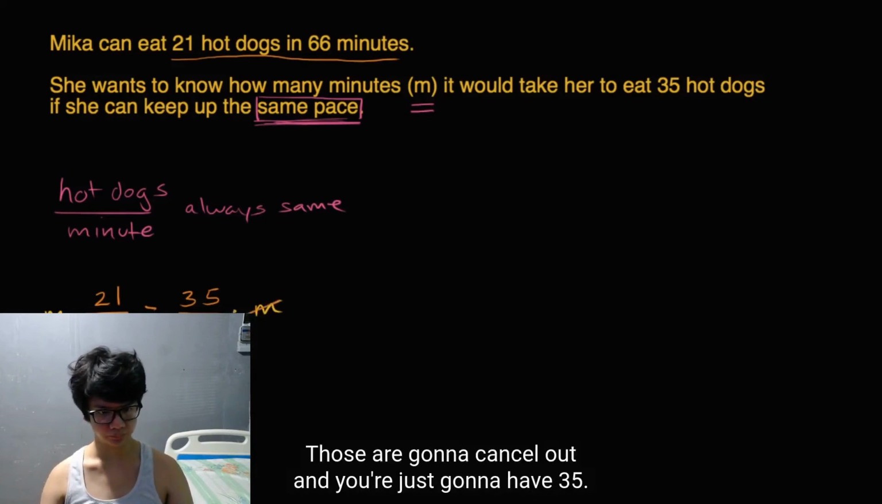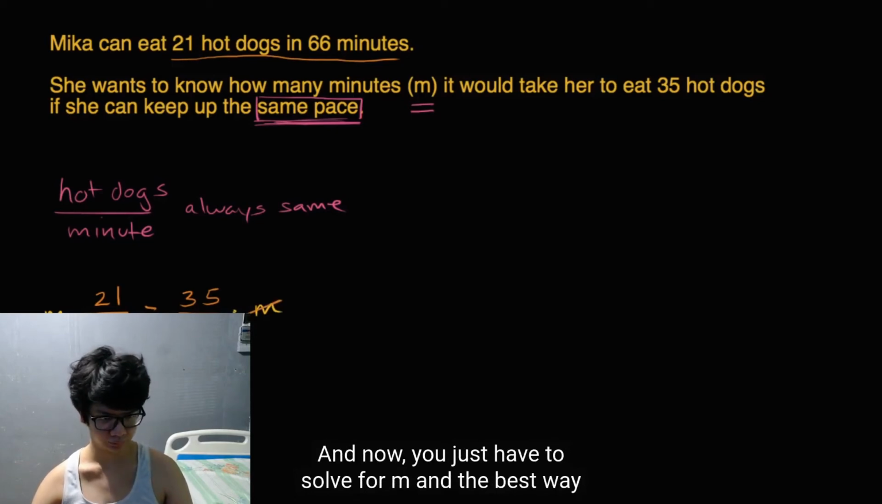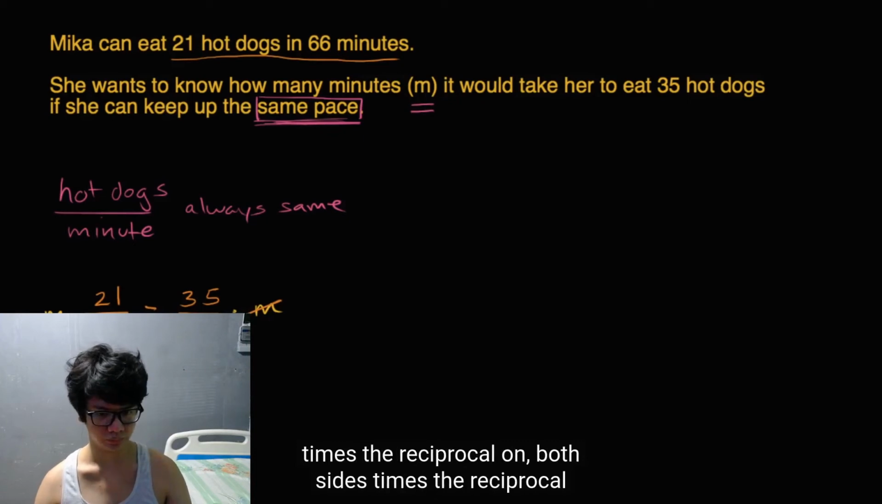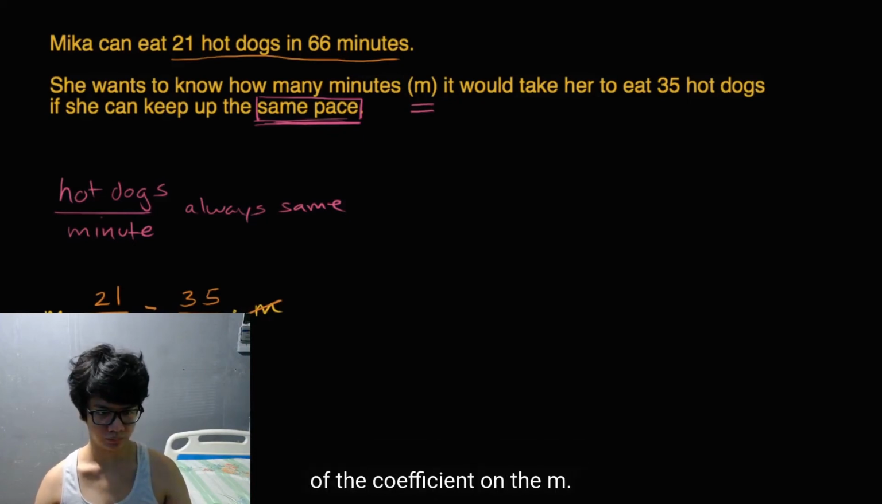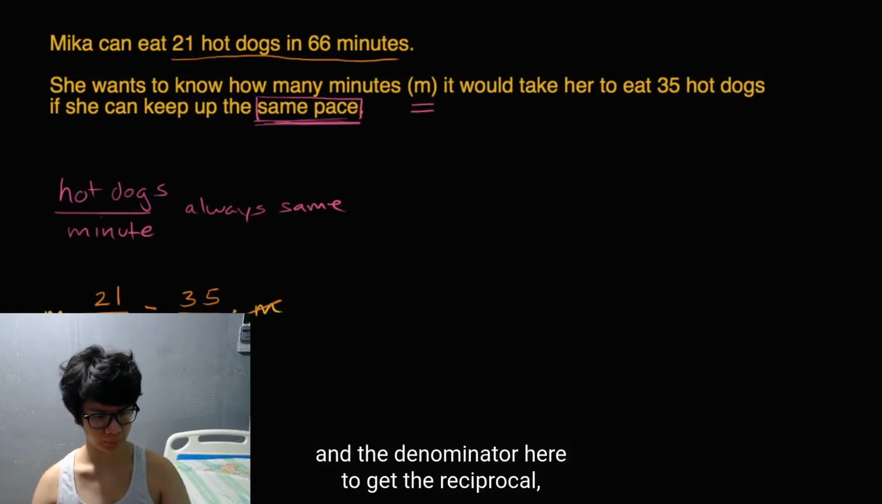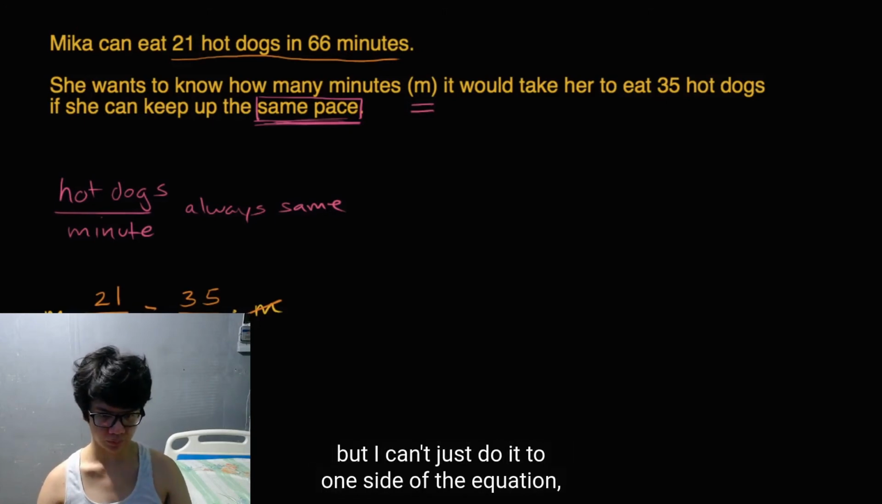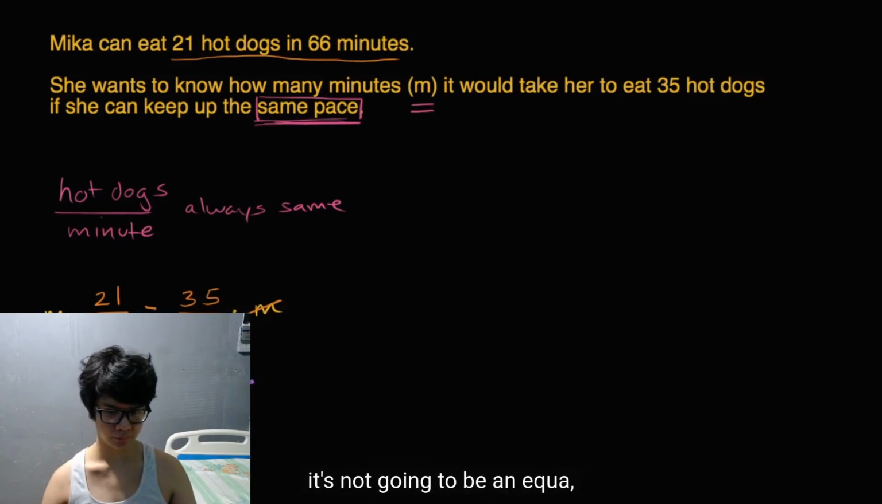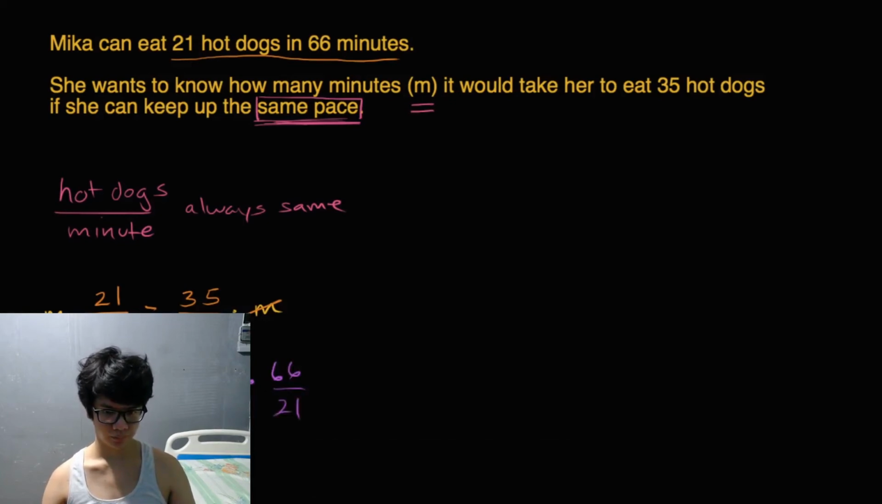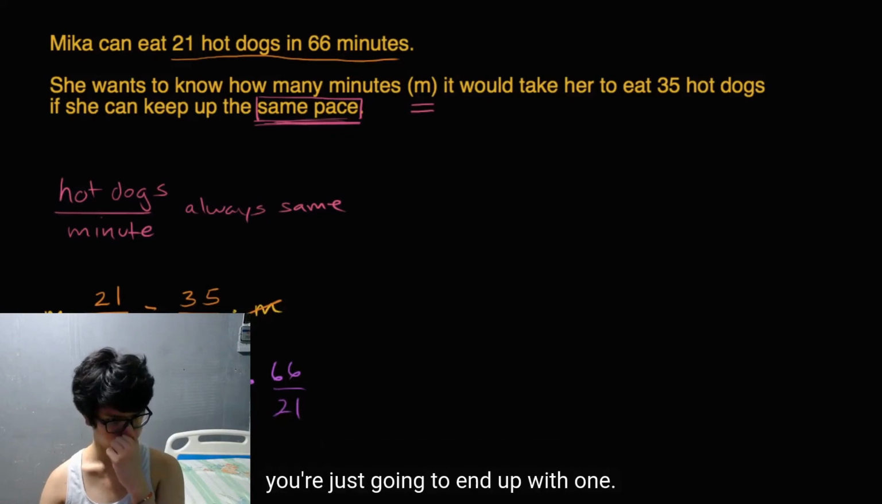You're just going to have 35. And now you just have to solve for M, and the best way I can think of doing that is to multiply both sides by the reciprocal of the coefficient on the M. So let's multiply both sides by 66 over 21. Once again, I've just swapped the numerator and the denominator to get the reciprocal, but I can't just do it for one side of the equation. I have to do both sides, otherwise it's not going to be equal anymore. This is just going to be 1. You multiply something times its reciprocal, you get 1.